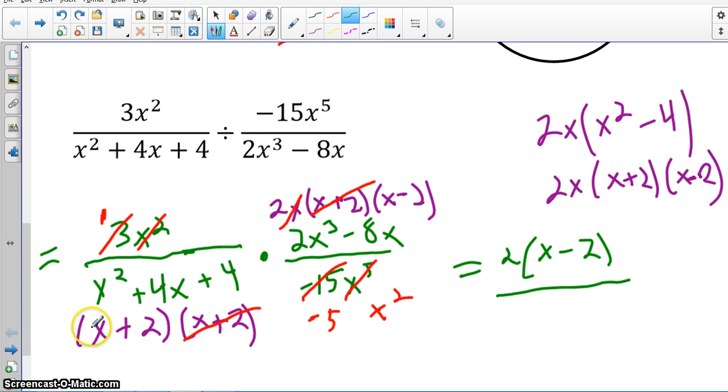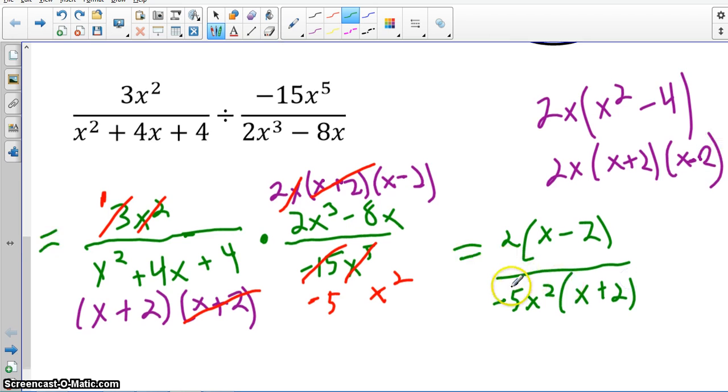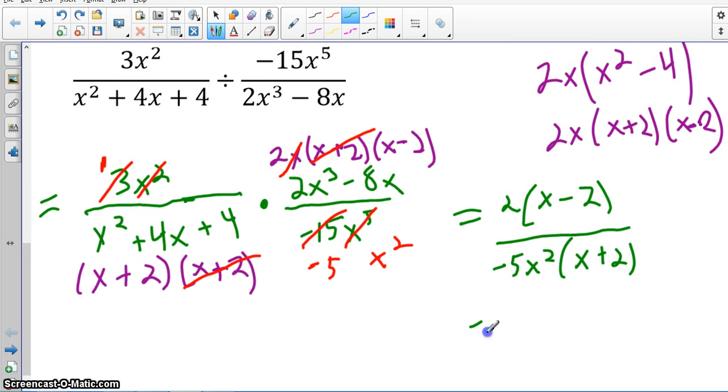And then what's on the bottom? X plus 2 and x squared and negative 5. So it's negative 5 x squared times x plus 2. And you really should, like I said, you kind of need to multiply it out. You need to distribute. So the final answer here is 2x minus 4 on top, and then 5x cubed.